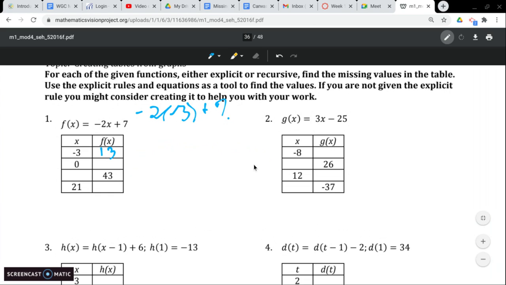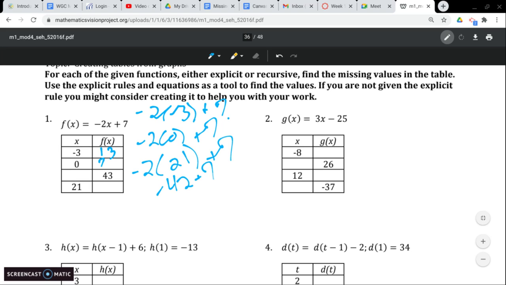Now, if we plug a 0 in, negative 2 times 0 plus 7. Negative 2 times 0 is just 0. So 0 plus 7 is 7. And then the last one, we have negative 2 times 21 plus 7. Negative 2 times 21 is negative 42 plus 7. Negative 42 plus 7 is a negative 35.